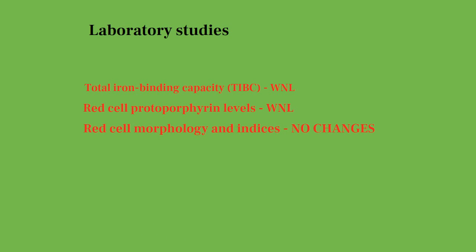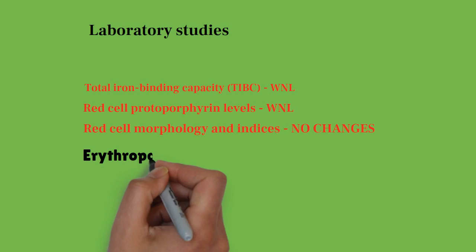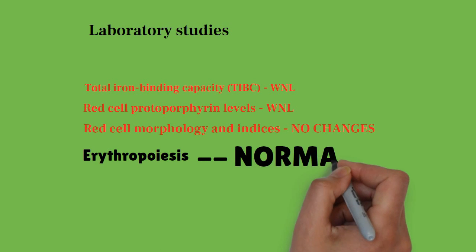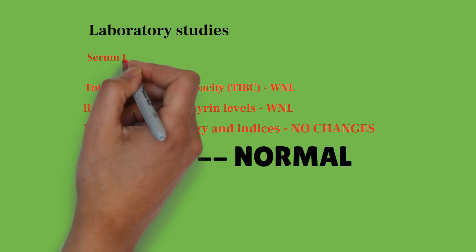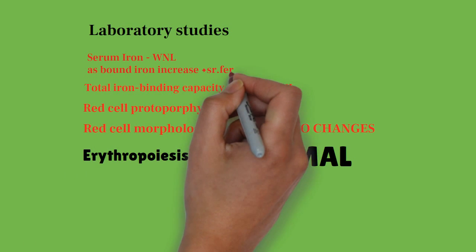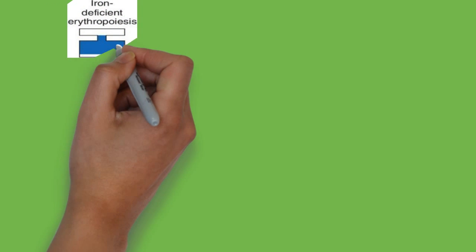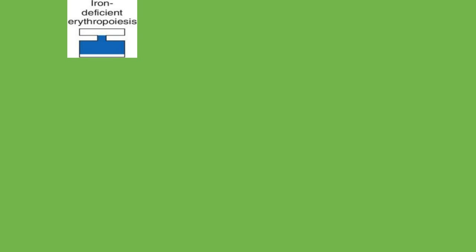And there is no change in red cell morphology on peripheral blood smear, as there is no change in total serum iron. Now to understand, total serum iron equals bound iron plus serum ferritin. Now serum ferritin is decreasing and is converting into the bound iron, and bound iron is increasing. So there is no change in total serum iron, and that is all for the first stage.